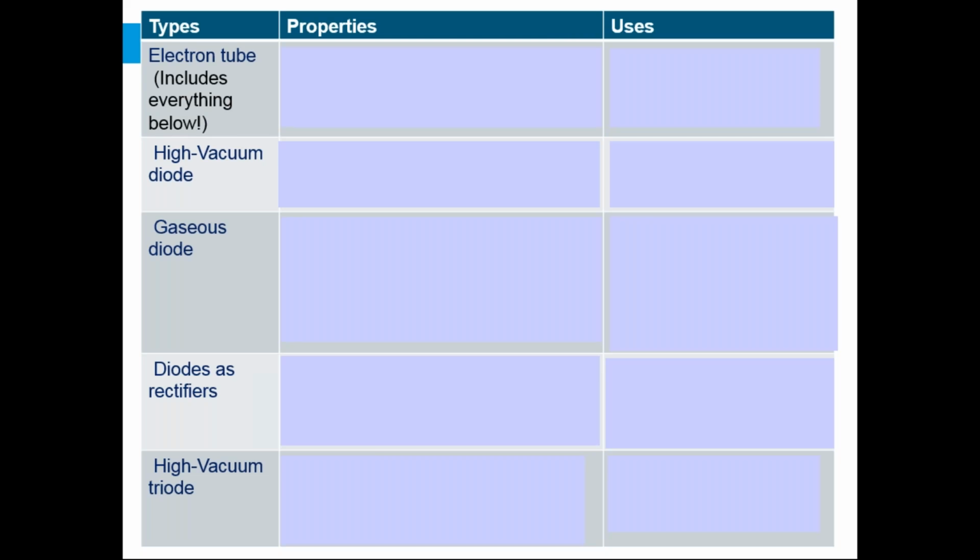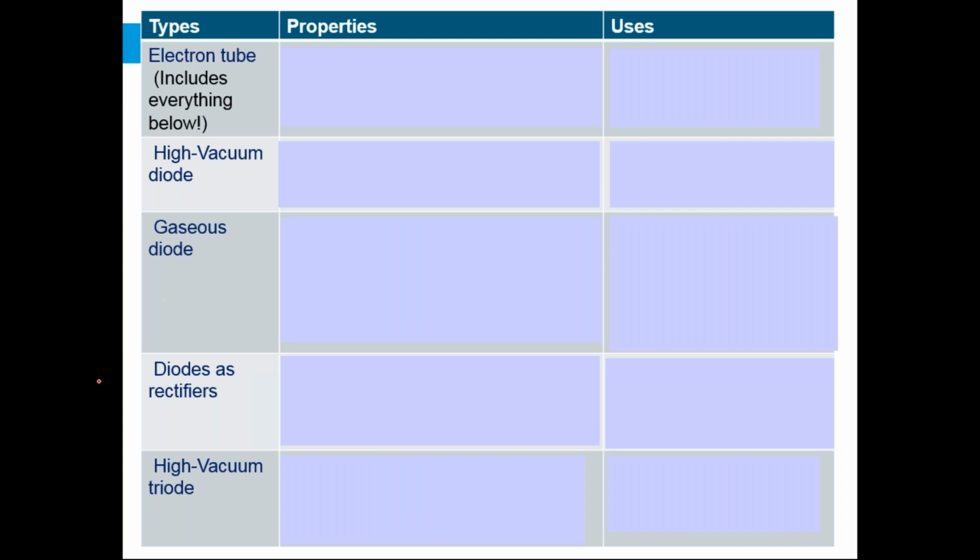So this is just a quick review to help you fill that chart out. And then it might be a good idea to keep this chart handy while you're taking your test because it covers a lot of material. So the first one is electron tubes, and that actually includes everything below.